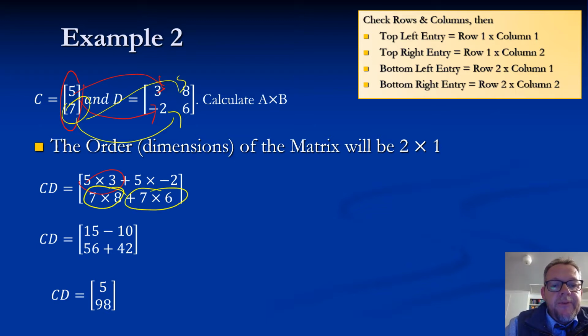So 5 times 3 is 15, and 5 times -2 is -10. So 15 take 10 is 5, and that's what we see here. And then 7 times 8 is 56, and 6 times 7 is 42. 50 and 40 is 90, and 6 and 2 is 8, so that's going to be 98.